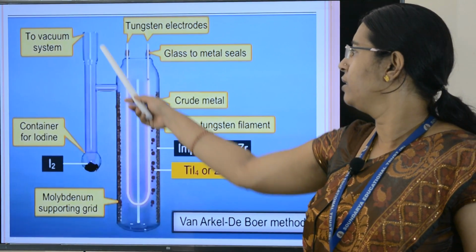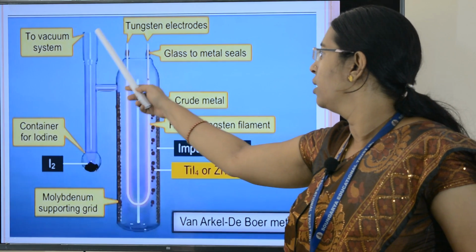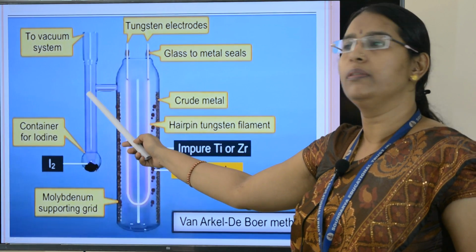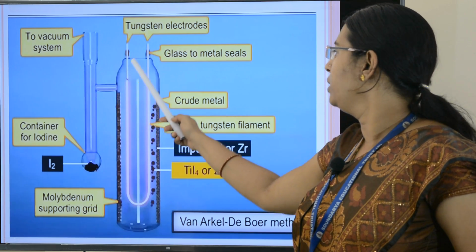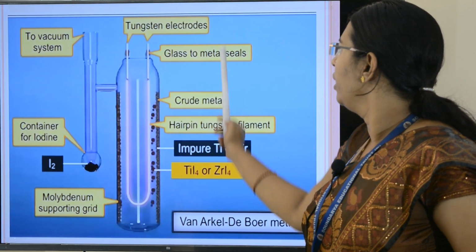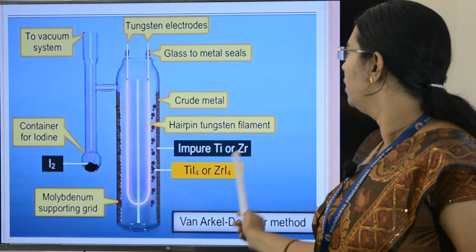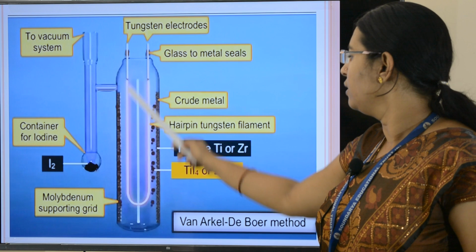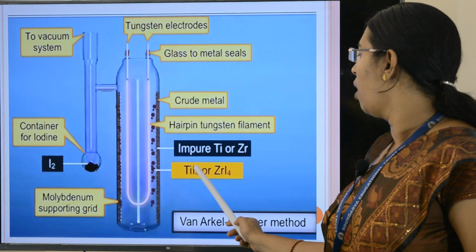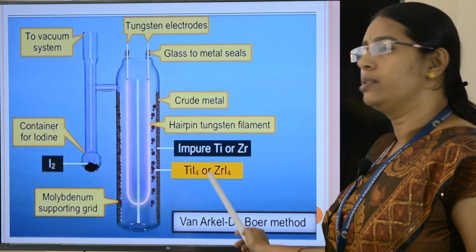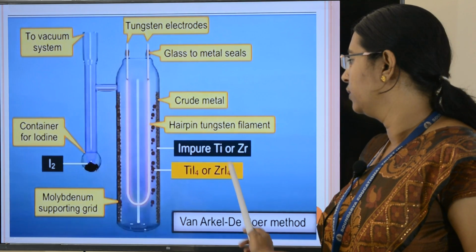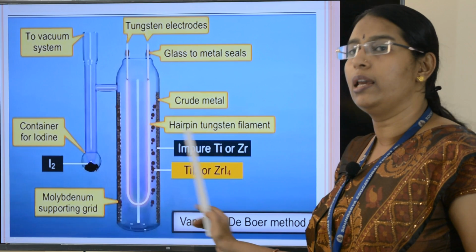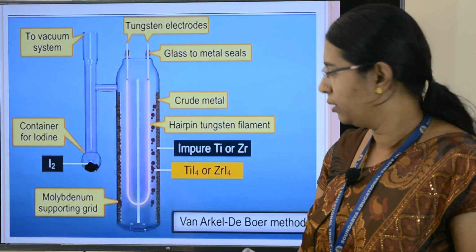In this slide we can see the experimental setup. So iodine is taken, and upon heating it will give the iodine vapors, which are passed through the evacuated vessel containing the impure titanium or zirconium. Then as the temperature increases, it will form titanium iodide or zirconium iodide. This is the first step. Titanium iodide or zirconium iodide is a volatile compound.